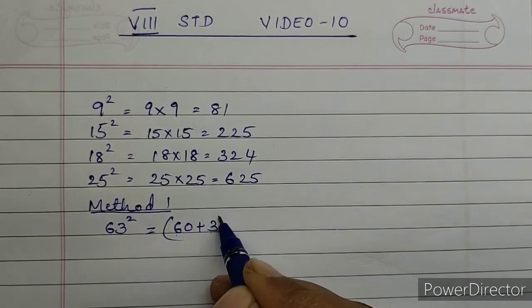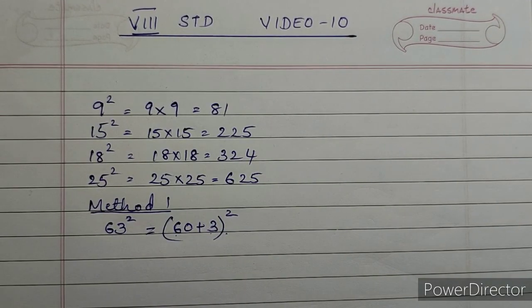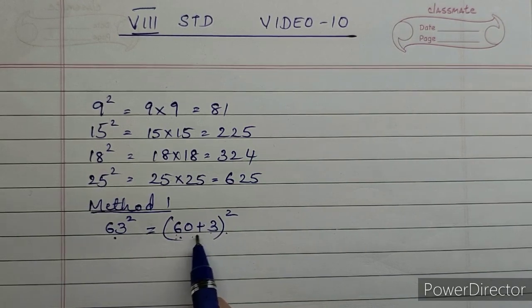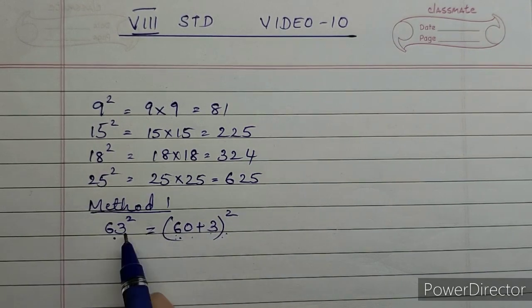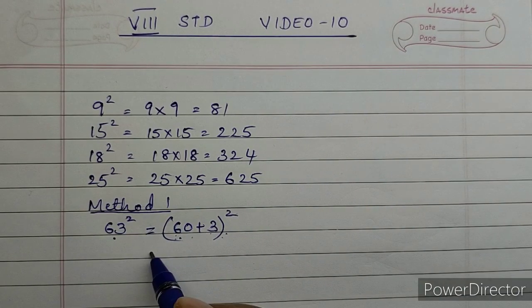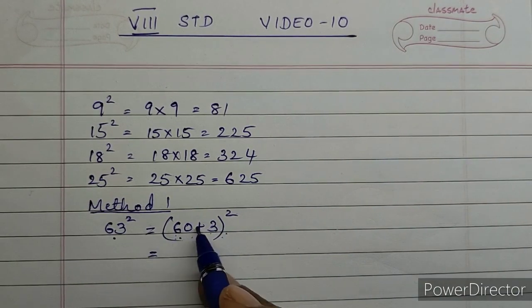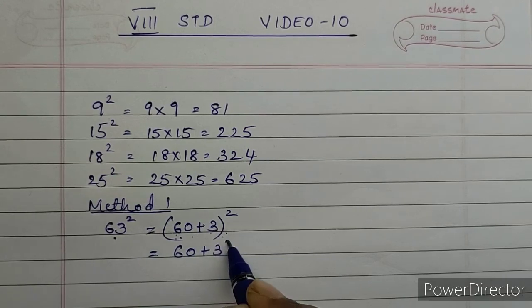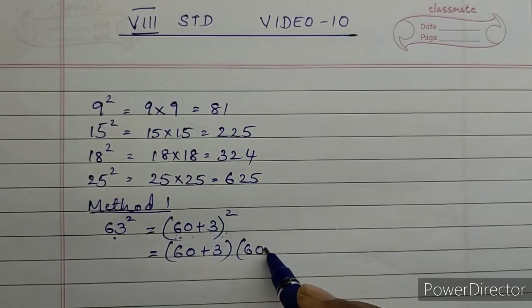Now square means this whole thing you have to square. So we split the number as 60 plus 3 and put the square, because it is 63 square. So square you have to write here also. What is the next step? What is 60 plus 3 the whole square? It means 60 plus 3, 2 times you have to multiply. That is 60 plus 3 into 60 plus 3.